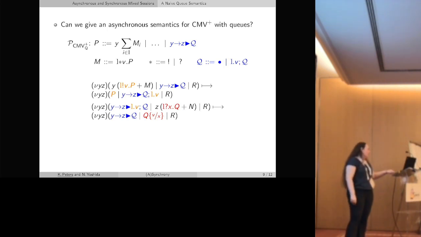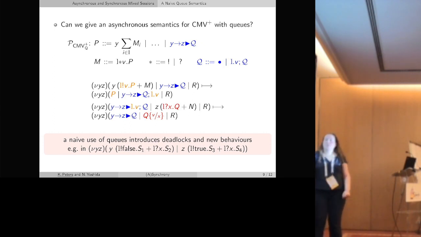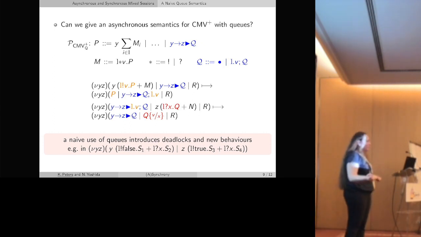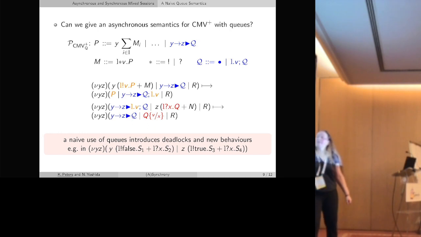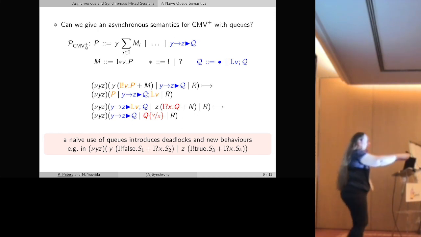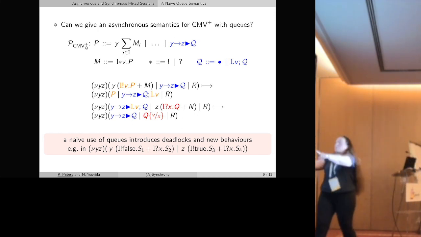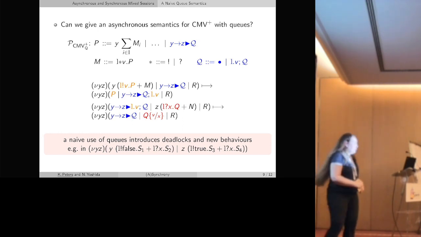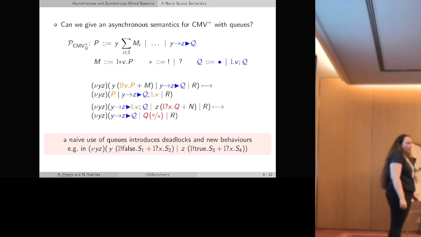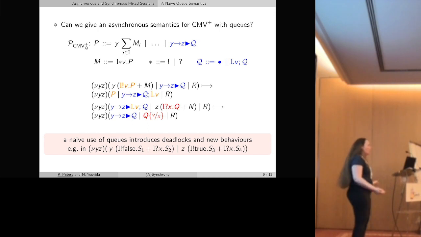But that's not working, because it introduces deadlocks and new behaviors, right? Very easy. If you just look at these two choices that are combined here, what can happen is that both push their output to the queue, and then what happens is they both reduce to their continuation as 1 and as 3. So either you get new behavior, or the messages on the queue block everything, or there is simply nothing left to do. But it's not what is happening in the original term. Right? So this is not working, so how do you do that?